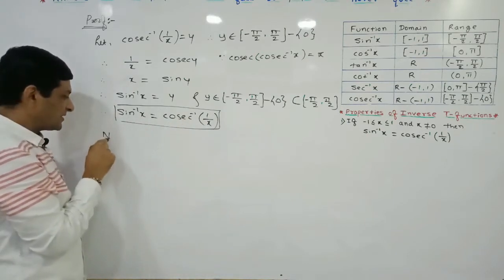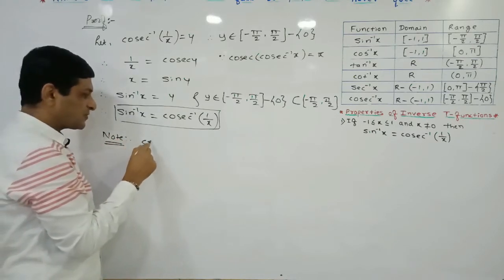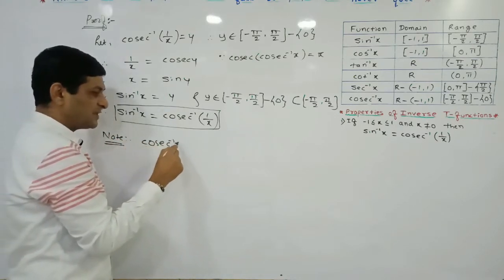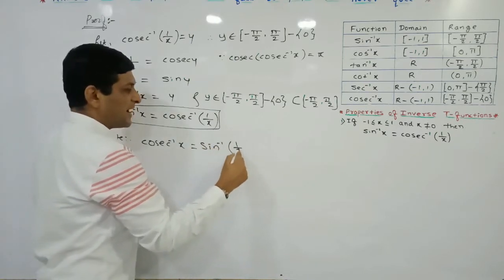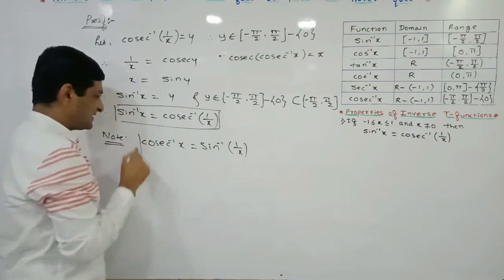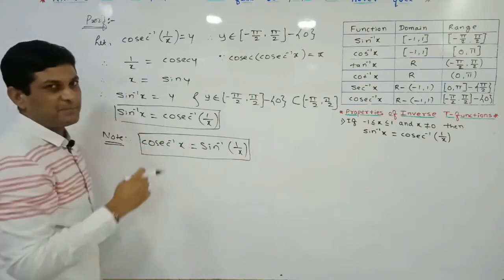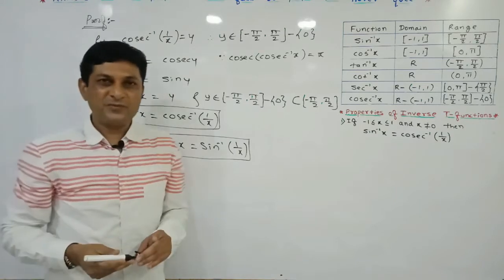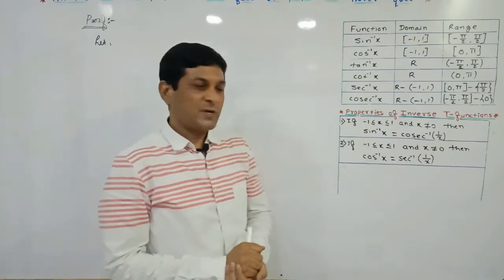Also note this down: using the same method we can prove that cosec inverse of x is equal to sine inverse of 1 by x. So this is one of the first very important properties. Now let us try to solve the second important property.